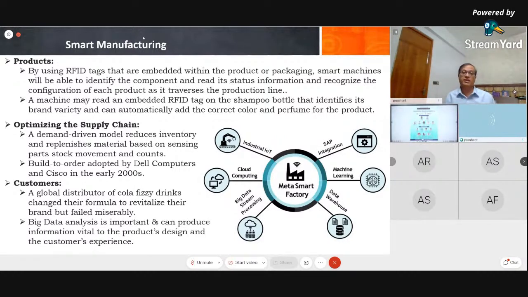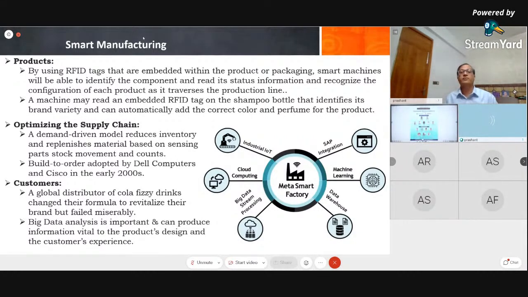Now, the company changed their formula. They thought that their sales had reached a stagnation. It's not increasing, it's not decreasing. So they wanted to revitalize the brand, and they changed their formula a little bit. What happened is the customers didn't like it, and eventually the sales dropped, because whatever opportunity was lost was taken by other companies. The other companies started selling in that place.